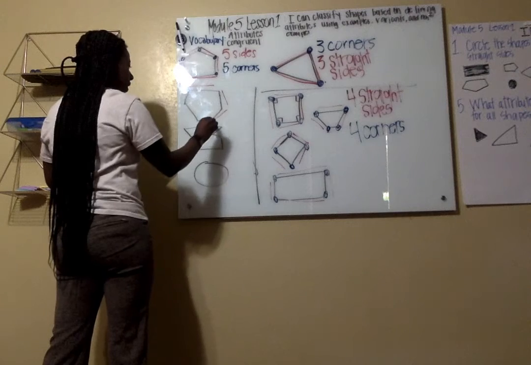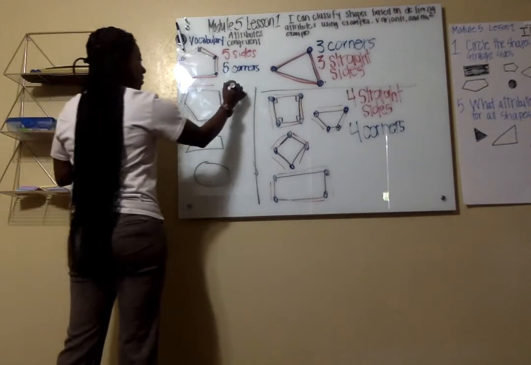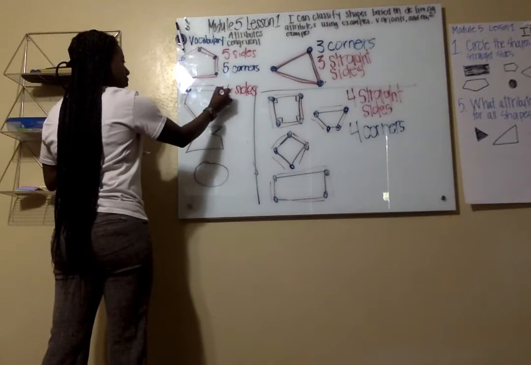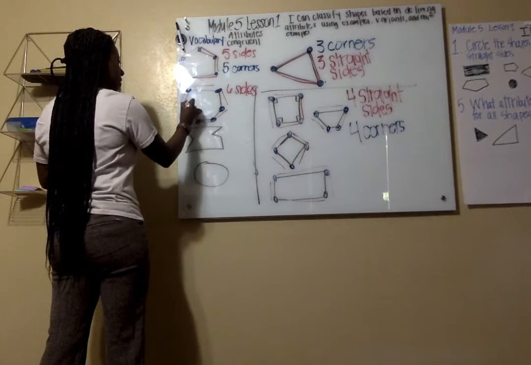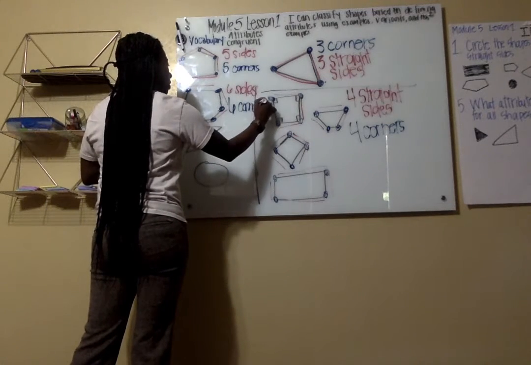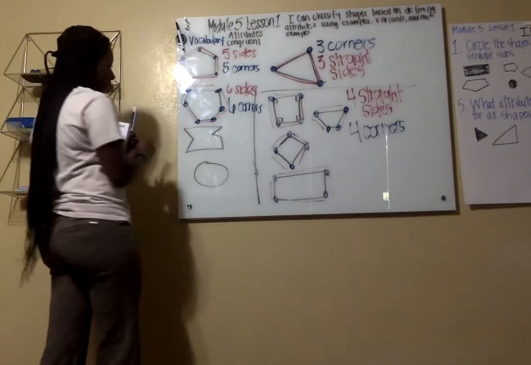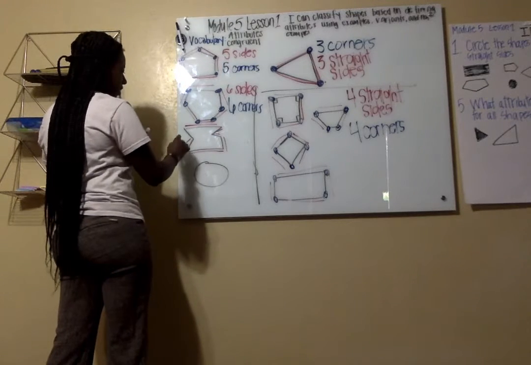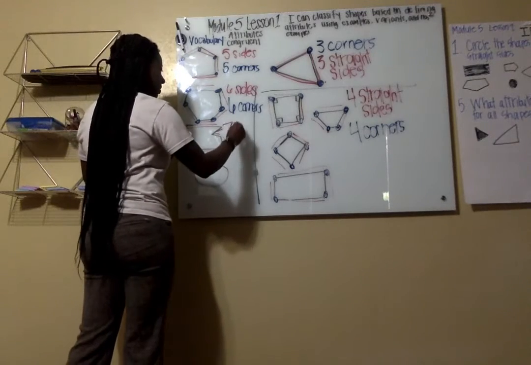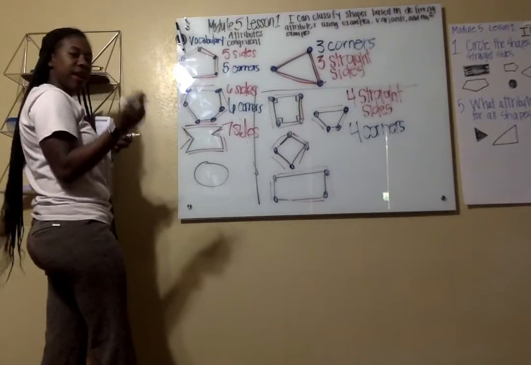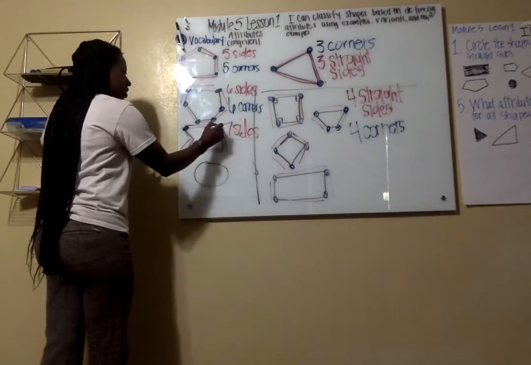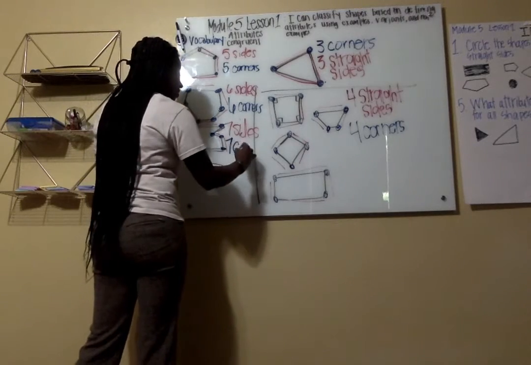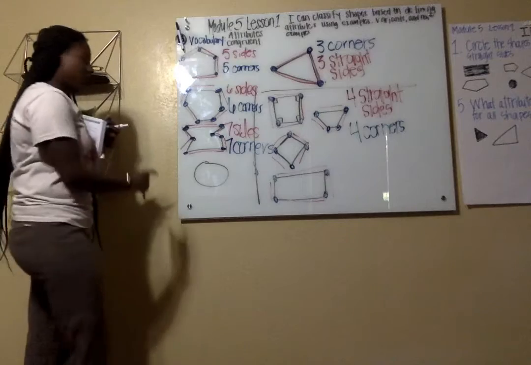Here, let's identify how many sides and corners are in this shape. 1, 2, 3, 4, 5, 6. So I have 6 sides. Let's count the corners. 1, 2, 3, 4, 5, 6. I have 6 corners. All right, let's identify this shape. 1, 2, 3, 4, 5, 6, 7. I have 7 sides. Let's identify the corners. These have a lot of corners. 1, 2, 3, 4, 5, 6, 7. I have 7 corners.